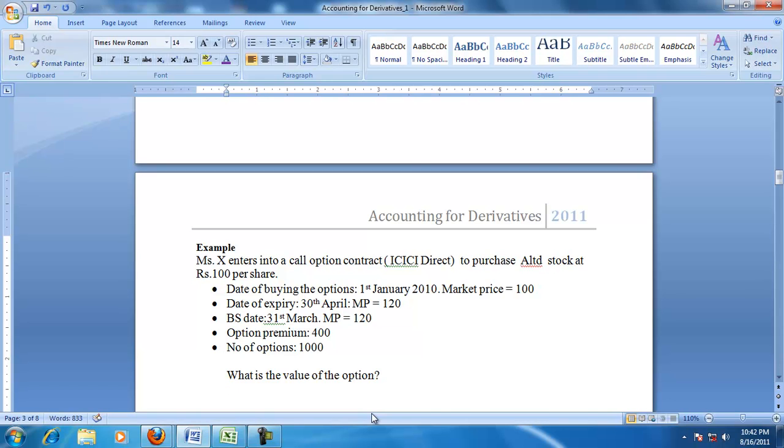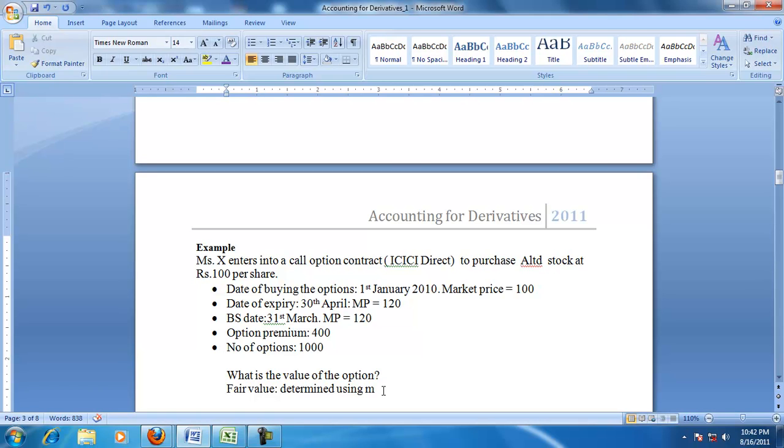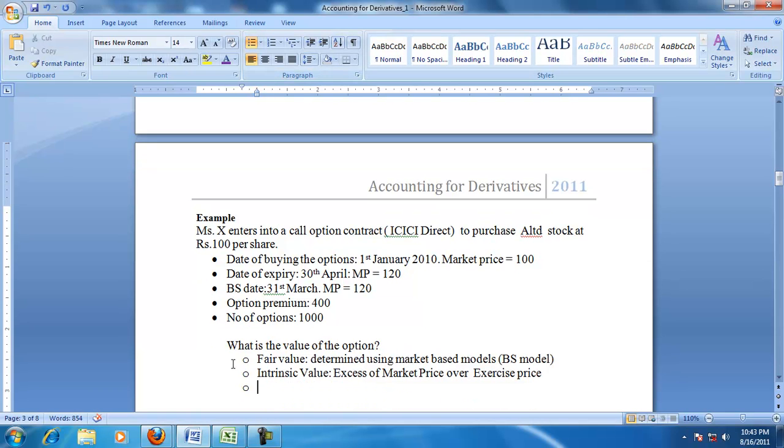The value can be determined on the basis of the fair value, determined using some model, the market-based models like the Black-Scholes model, or I can determine it as the accounting intrinsic value, which is the excess of the market price over the exercise price.